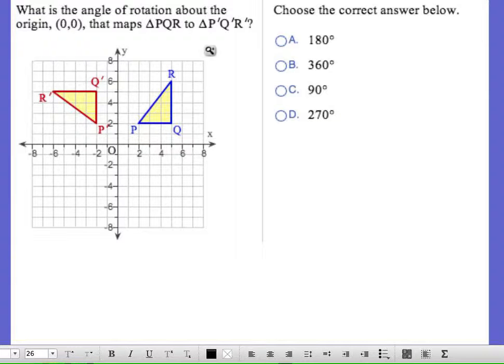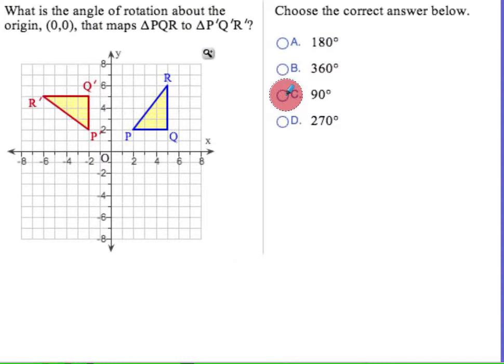Okay, this one asks what is the angle of rotation about the point of origin that maps triangle PQR to triangle P prime Q prime R prime. But as you can see, all it did was rotate it counterclockwise 90 degrees. So the only answer that says 90 degrees is answer C.